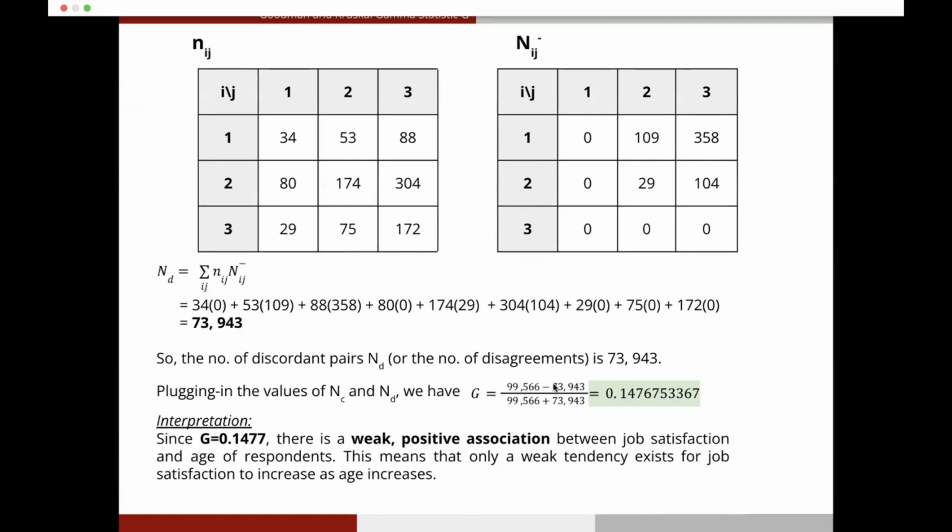So, using the values na na-compute natin sa NC and ND, lagay lang natin siya dito sa formula ng G, we have 0.1476753367. So, how do we interpret this? Previously, mayroong pinakita si Cheska na table para mag-guide sa atin sa pag-interpret ng values ng G. And yung 0.1477, pasok siya sa range na nagsasabi na merong weak positive association between job satisfaction and age of respondents. This means that only a weak tendency exists for job satisfaction to increase as age increases.